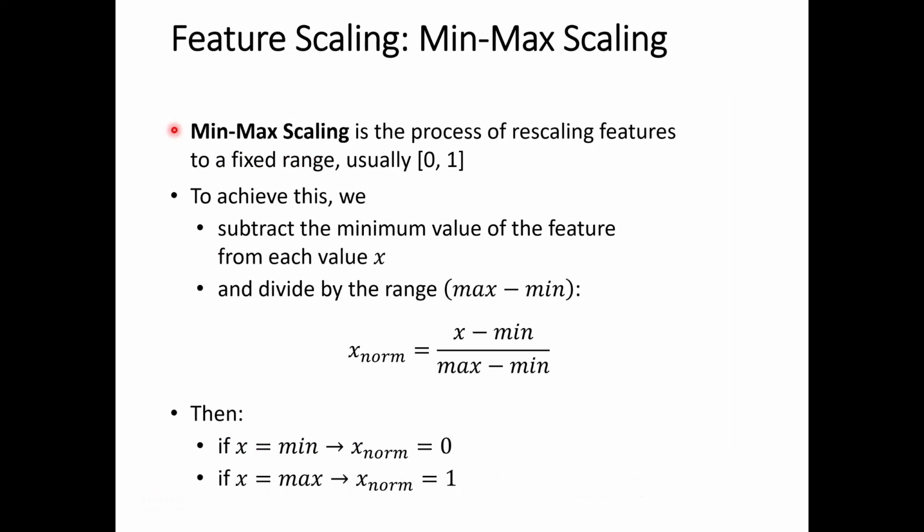Now let's move on to another feature scaling method, MinMaxScaling, which is the process of rescaling features to a fixed range, usually from 0 to 1. To do this, we subtract the minimum value of the feature from each value x and divide by the range, max minus min. As a result, if x equals the minimum, the scaled value becomes 0. If x equals the maximum, the scaled value becomes 1. All other values fall somewhere between 0 and 1.